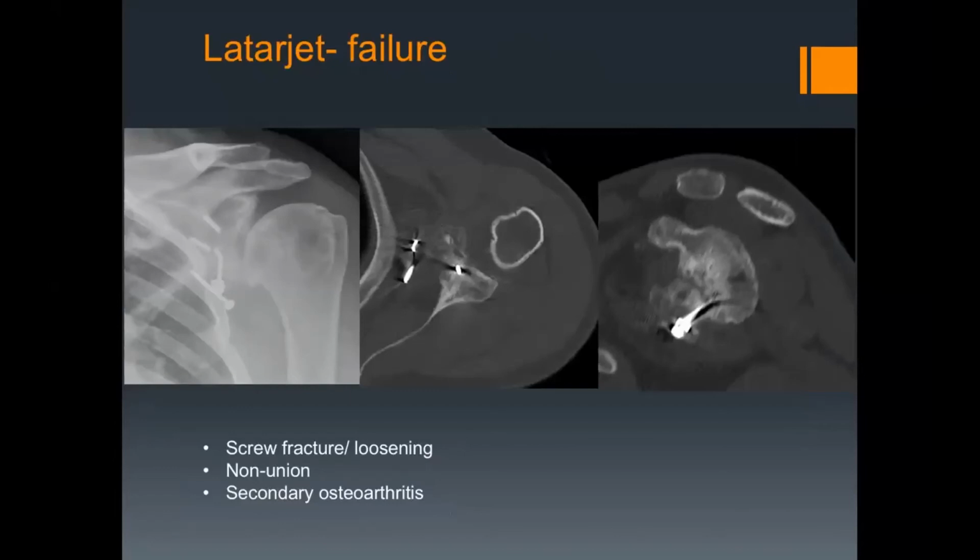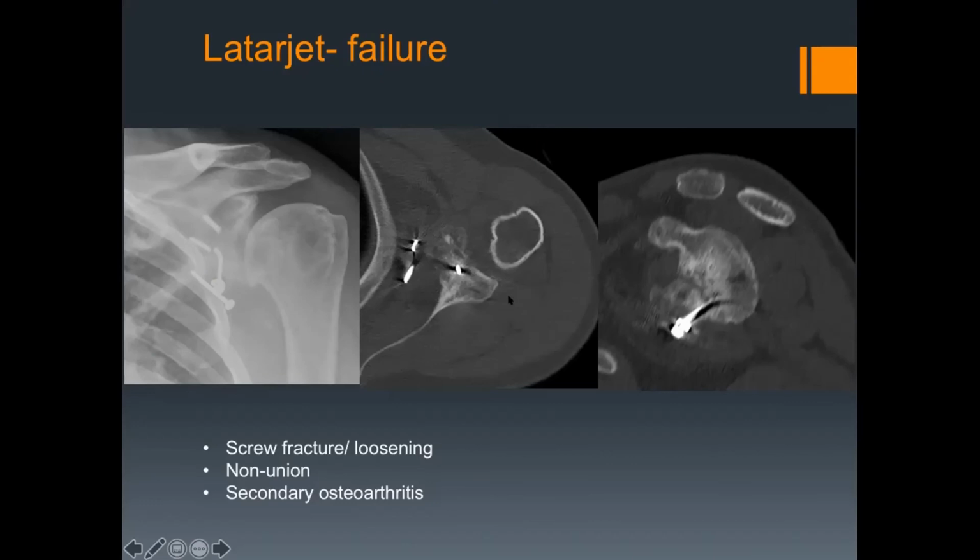Yeah. So this is an example of where it can go wrong. So this is a failed Latarjet procedure. So you can see on this frontal radiograph that the two screws have fractured, and one has actually migrated into the axillary recess, and you can see secondary degenerative changes in the shoulder joint.